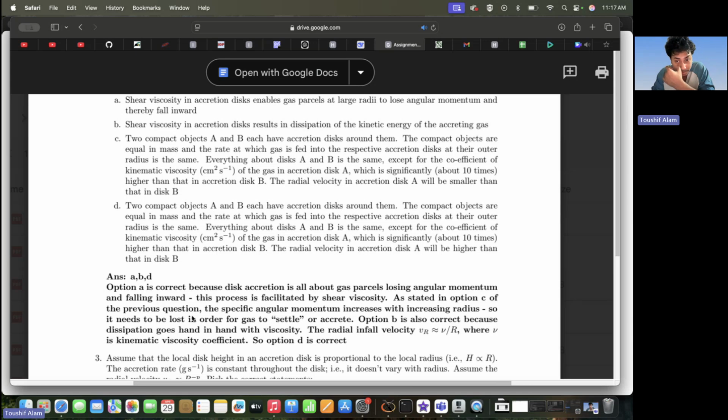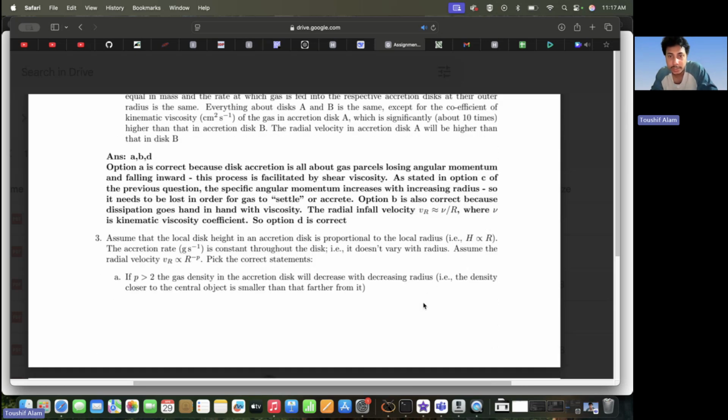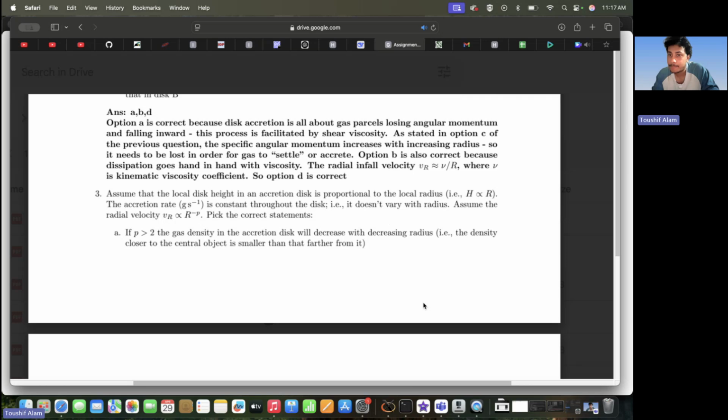The specific angular momentum increases with increasing radius, so it needs to be lost in order for the gas to settle to accrete. Option B is correct because dissipation goes hand in hand with the viscosity. Radial inflow velocity goes with the kinematic viscosity coefficient, so option D is correct.